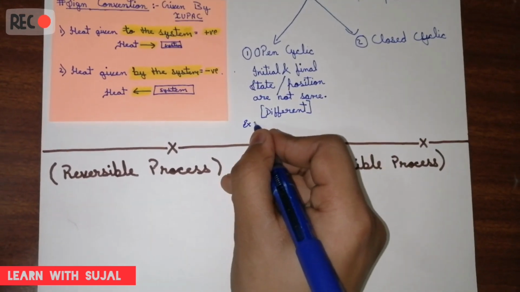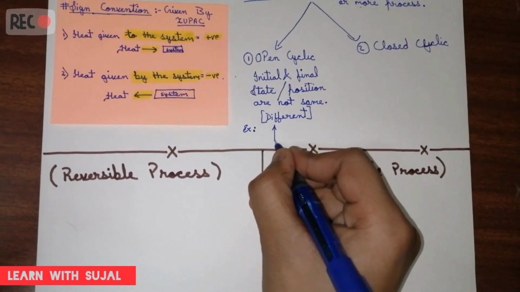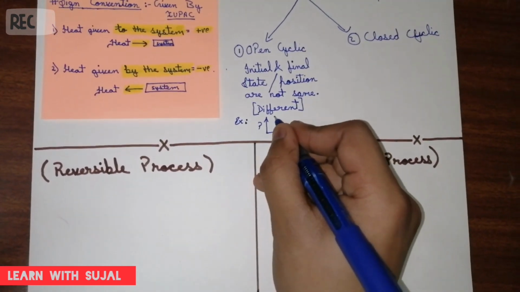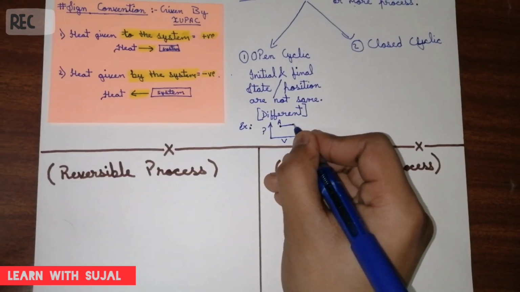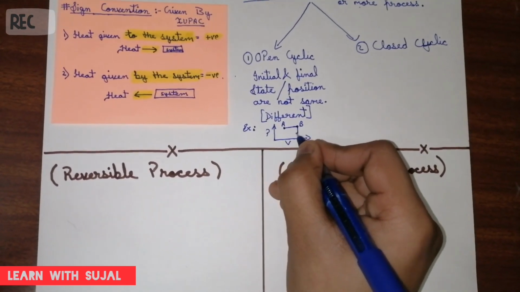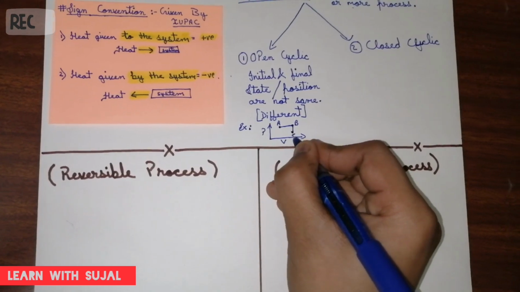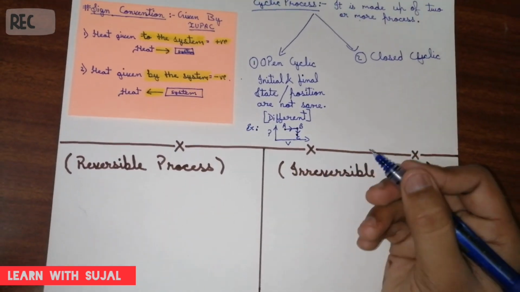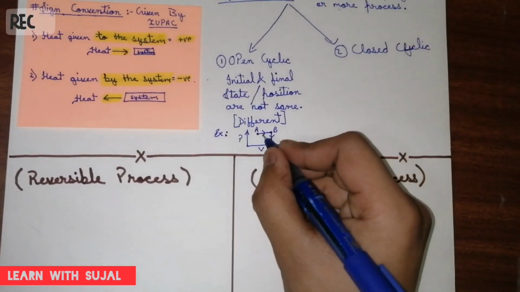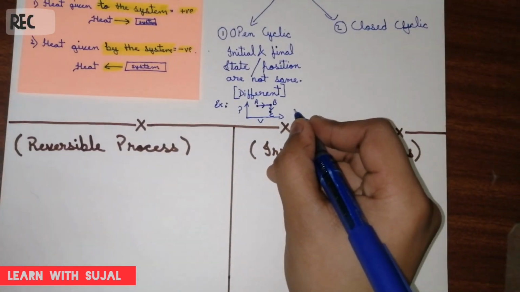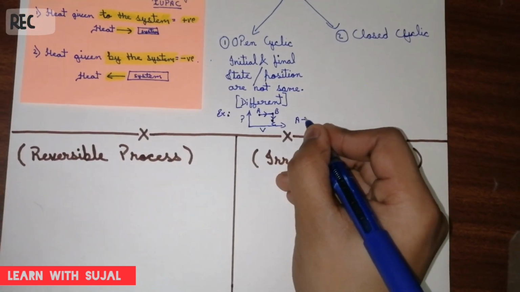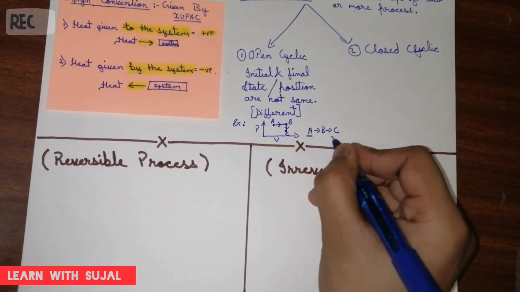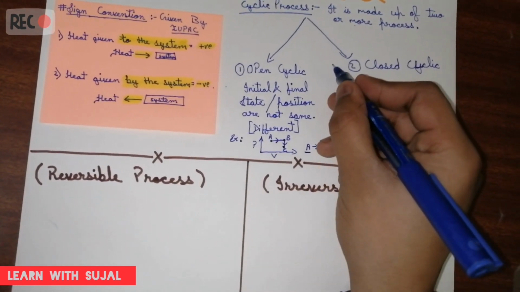Take a small example, through the graph of pressure and volume. If we start from point A, then it will go to point B, then to point C. C will be the final position and A will be the initial position. So the initial and final positions are not the same.